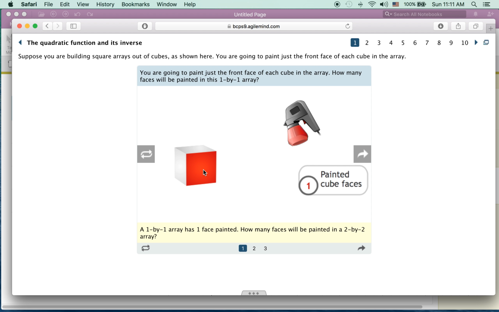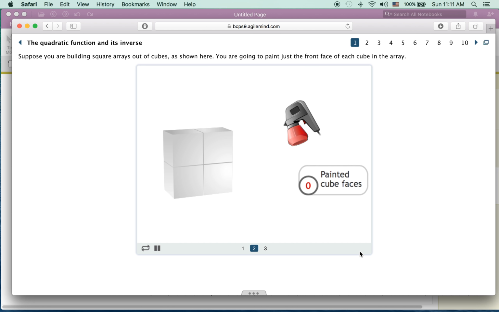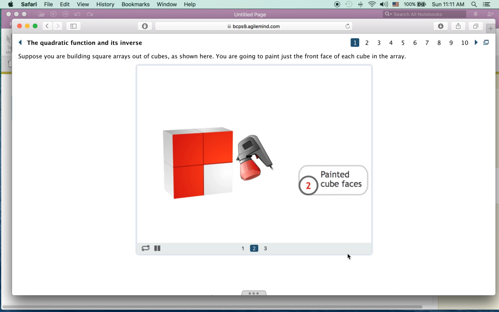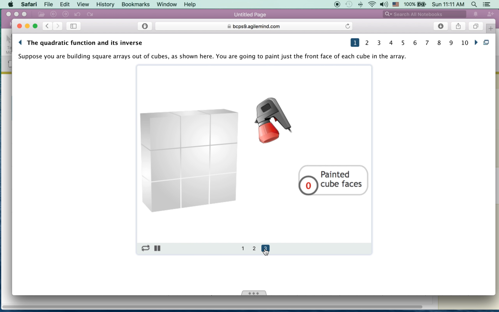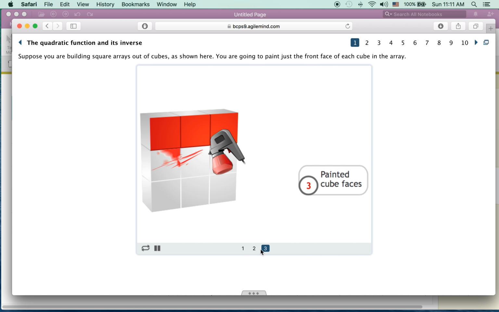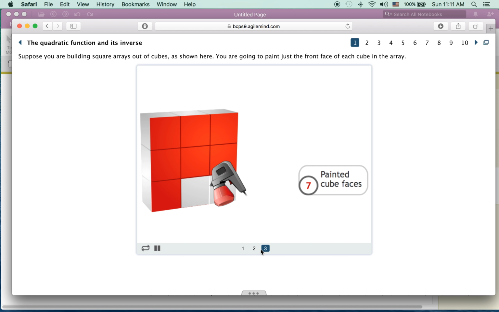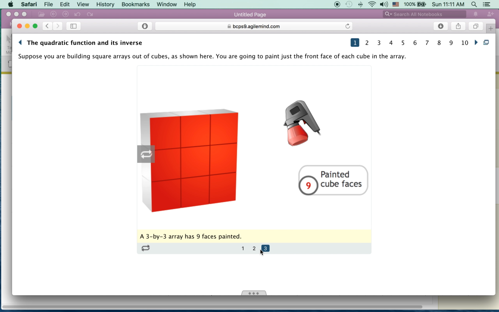So how many faces of blocks will we be painting if we have a 2 by 2 array of blocks? So if we got one here, one here, one here, for a total of 4. Okay, so we have 4 painted blocks here. So what if we increase the array over here? How many will we be painting if we have a 3 by 3 array? Okay, 9.